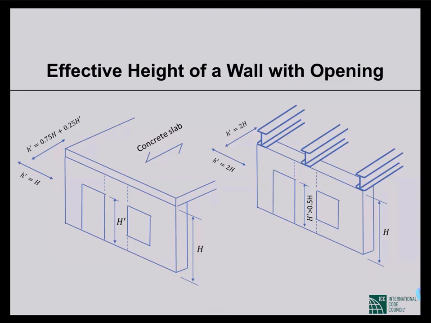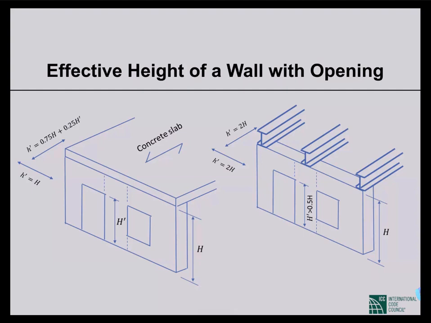But if the height of the opening is less than half of the height of the wall, in that case, out of the plane of the wall, the effective height is same as the height of the wall. And along the plane of the wall, the effective height will be twice the height of the wall. So there's another provision I didn't draw any picture for, but you'll find that if you see the code.